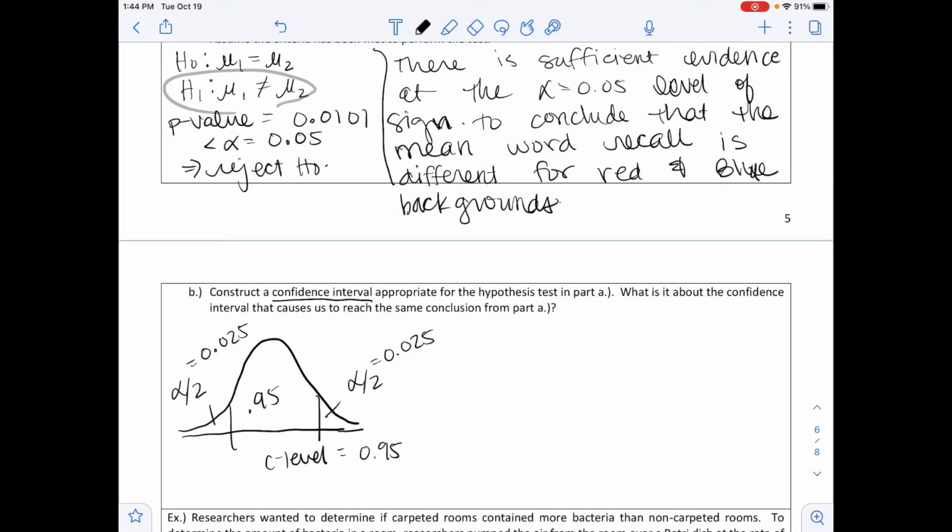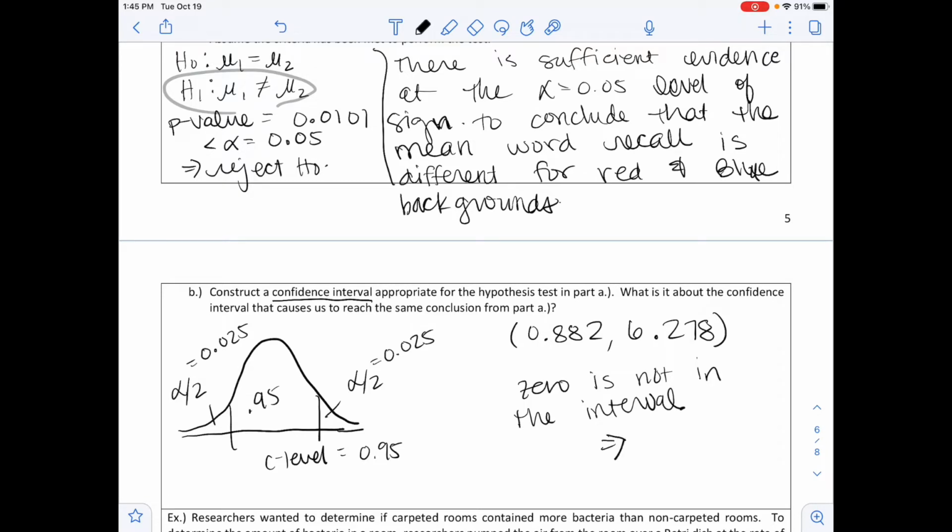So from our graphing calculator, we get a lower bound of 0.882 and an upper bound of 6.278. And so since our lower bound and our upper bound are both positive, we can say that 0 is not in the interval. And since 0 is not in the interval, we will reject H naught.